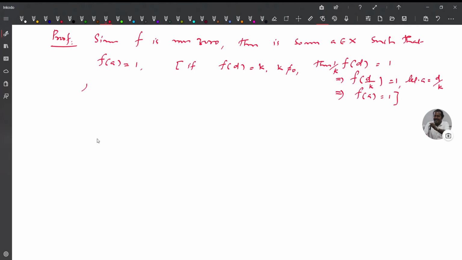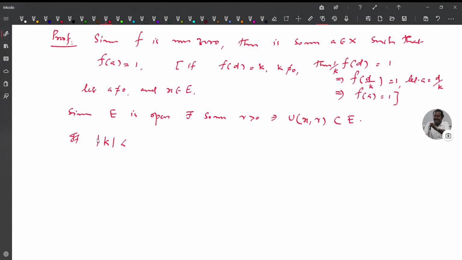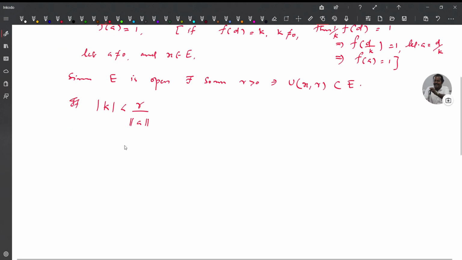Let a not equal to 0 and x belongs to E. Now since E is open, there exists some r positive such that U(x, r) is contained in E. Now if modulus of k is less than r by norm a, then x minus ka belongs to E.